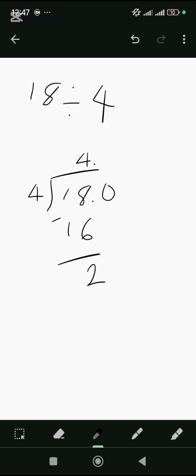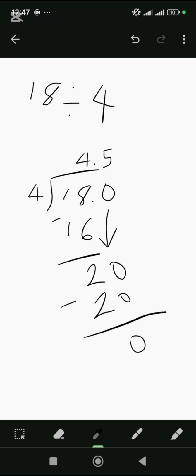And so we can have 0 here, which can be brought down so that here will be 20. Okay, so now we say 20 divided by 4. It will go how many times? 5 times. And so we can say 4 times 5, that would be 20. And now when we subtract this, we'll have 0 and the division is done. And so we'll have 4.5. And this is the case for number 1.